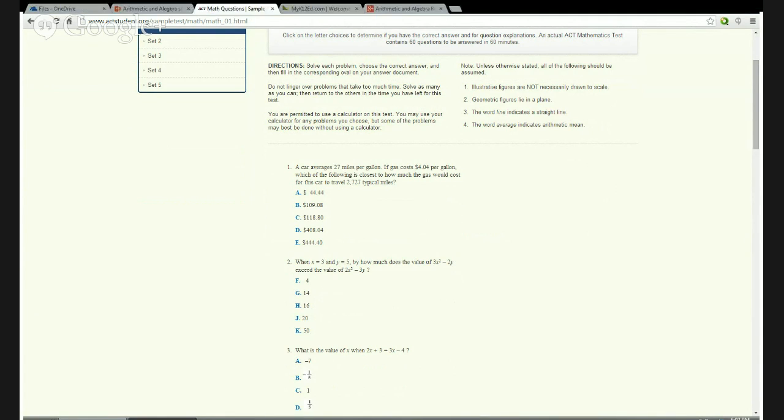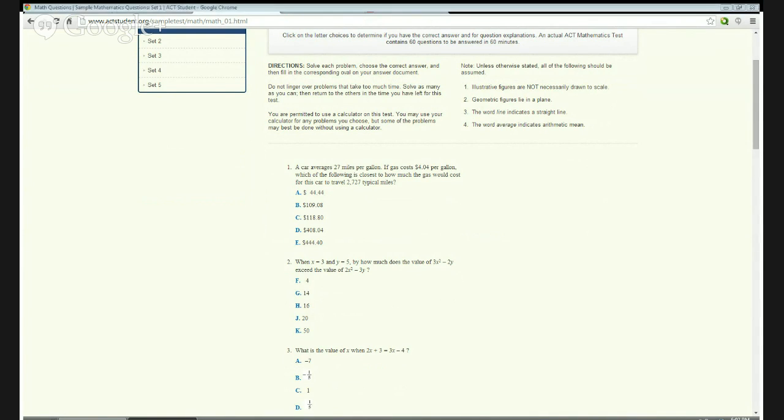Okay. So it says you are permitted to use a calculator on the test. You may use your calculator for any problems you choose. Some of the problems may best be done without using a calculator. You might be able to do some without a calculator. I would not recommend doing that many without a calculator because, again, it saves you time and it helps you lower your risk of making a mistake. But some of them you might just be able to do in your head real quick, and that will save you time rather than plugging in numbers in your calculator.